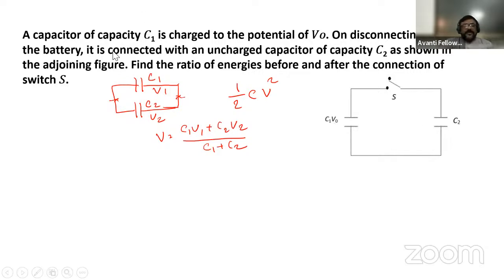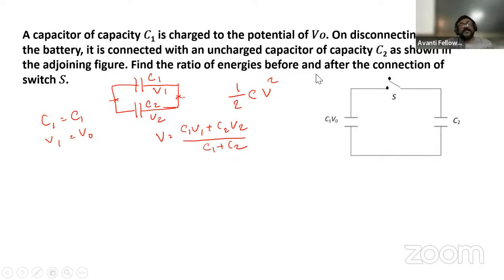A capacitor of capacity C1 is charged to the potential of V0. Okay, we have a capacitance C1. It is charged to a potential V0. In our equation, C1 is C1 itself, but V1 is written as V0. It is fully charged and disconnected from the battery. It is disconnected from the battery.